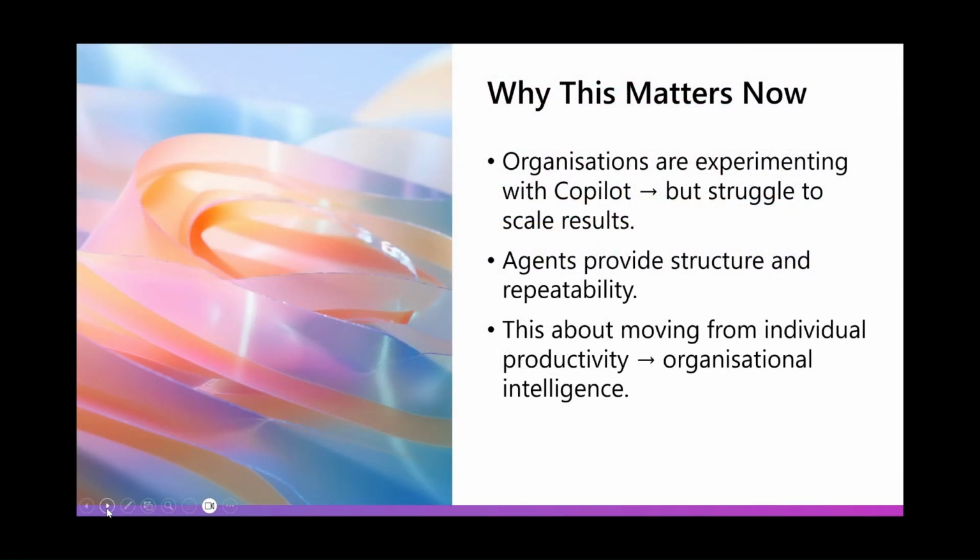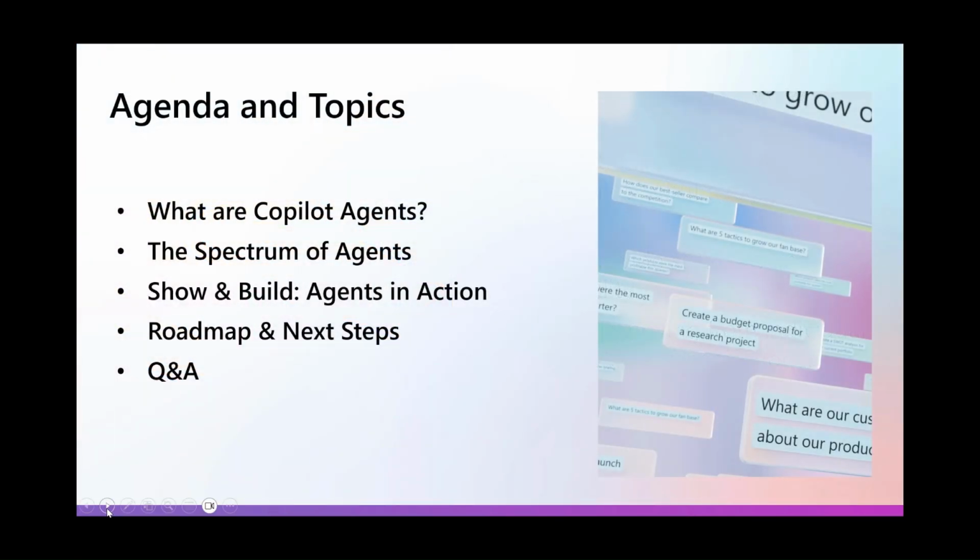Now, why does it matter? Well, organizations are really experimenting at the moment, not just with Copilot, but AI in general. But they're struggling to know where to start, how to implement or get the best results, or even how to scale those results. Again, agents provide that structure and repeatability that we need in certain circumstances. It really is about moving from individual productivity to organization-wide intelligence. Now, very briefly on the agenda and the topics, we're going to cover what Copilot agents are.